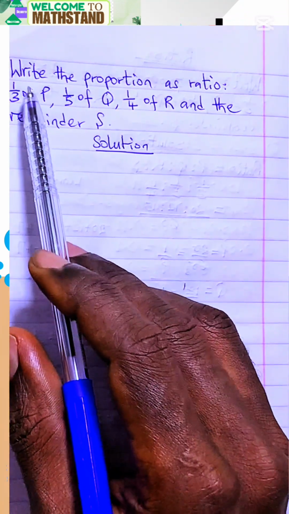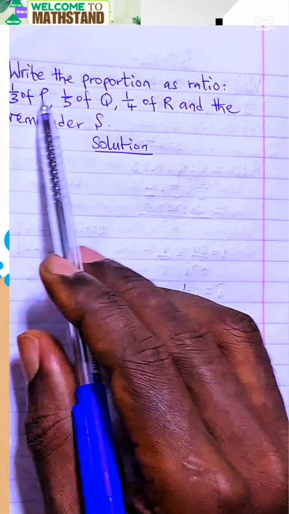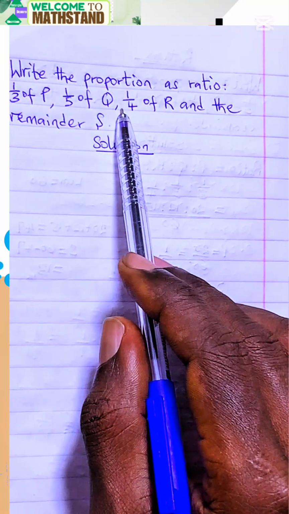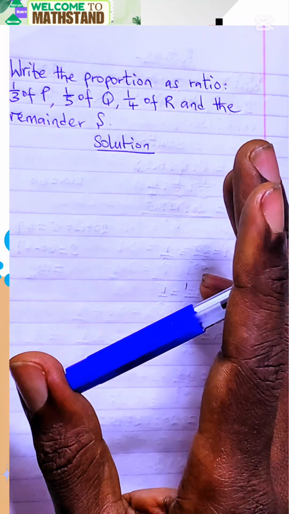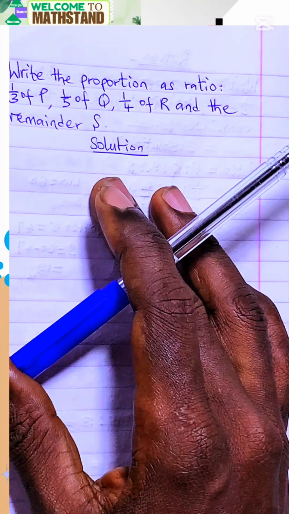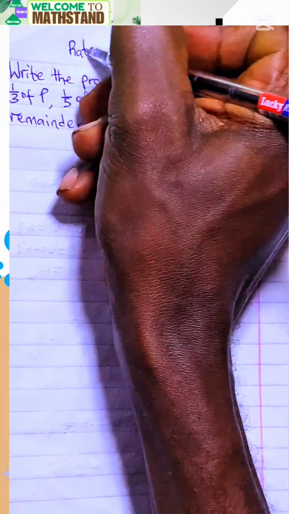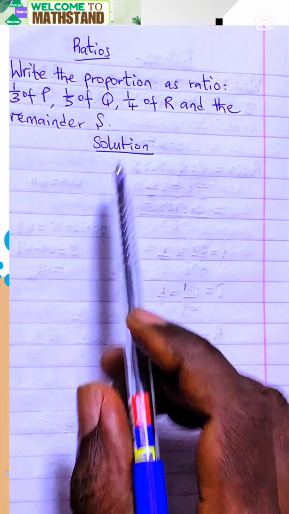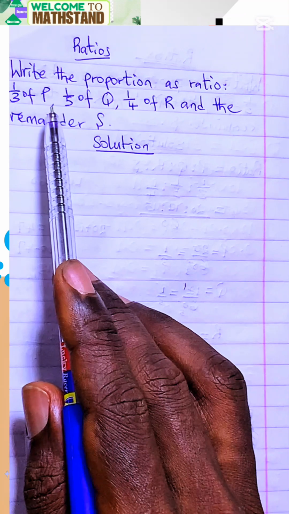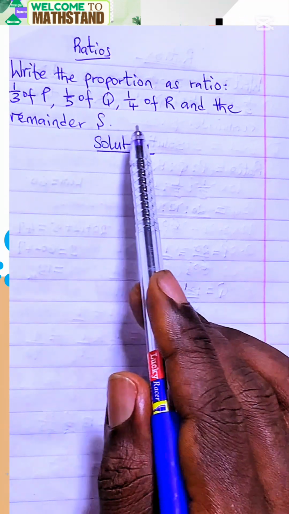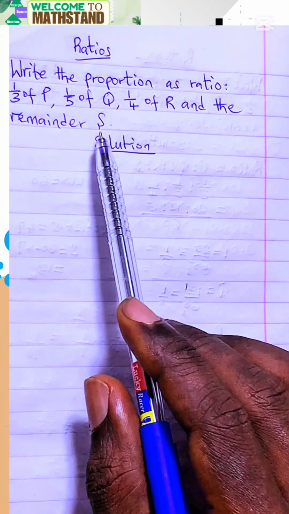So we have 1/3, write the proportion as a ratio: 1/3 of P, 1/5 of Q, 1/4 of R, and the remainder S. And going back to what we did in our last video on this very topic, ratio. Let me write it down. Ratios. So remember that at the end of the video we said that the sum of the numerators will give us the denominator. So you have to also consider that here.